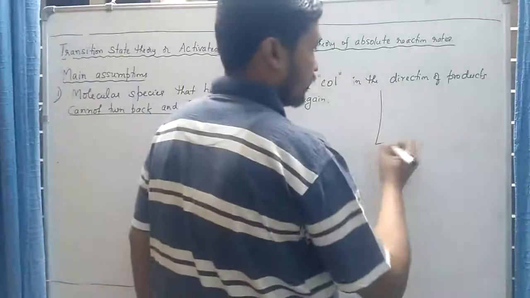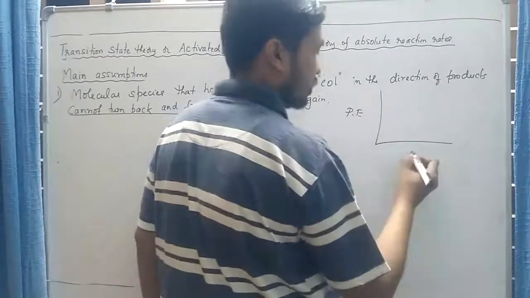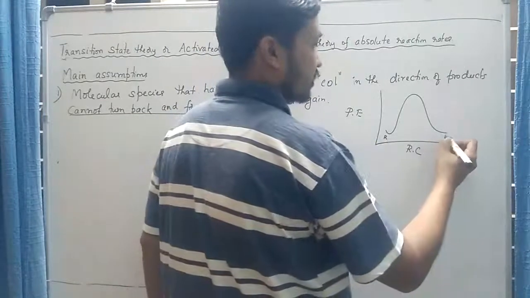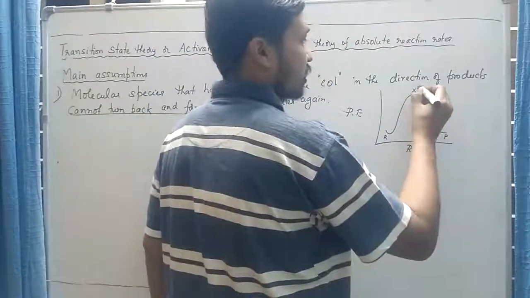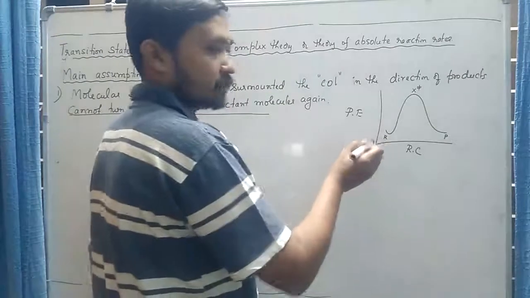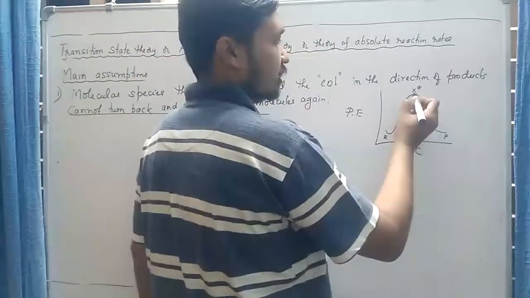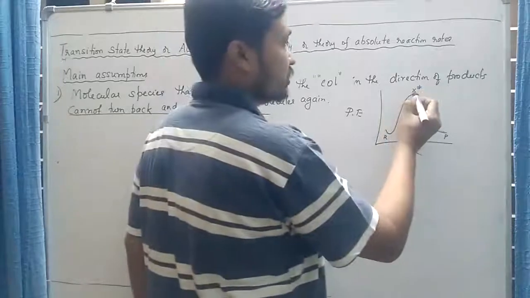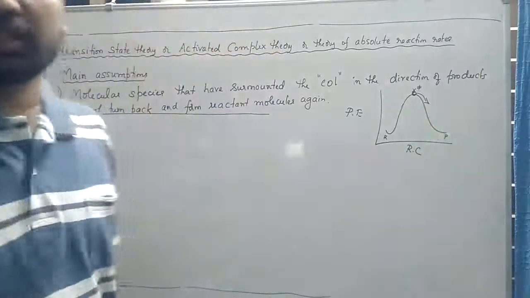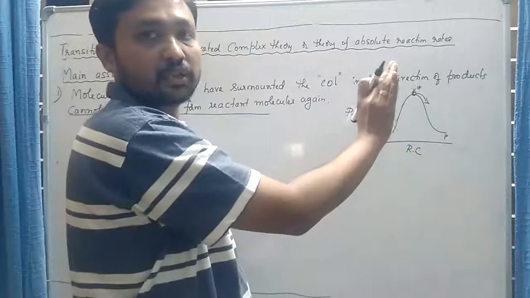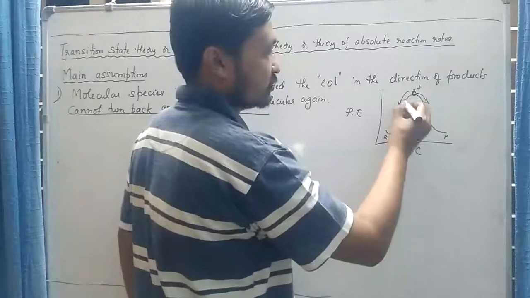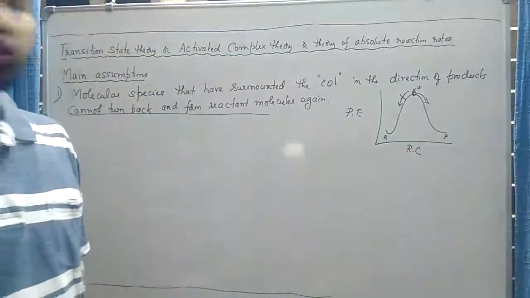So if I draw the potential energy diagram again, this is potential energy and this is the reaction coordinate. This is how the potential energy diagram looks. This is the reactants side, this is the product side, and this is the activated complex, represented by the symbol X dagger. When the reactant molecules, after collision, have formed the activated complex, this species can only move in the forward direction. It can only roll down to form the product. It cannot roll back to form the reactant. So this is not allowed.